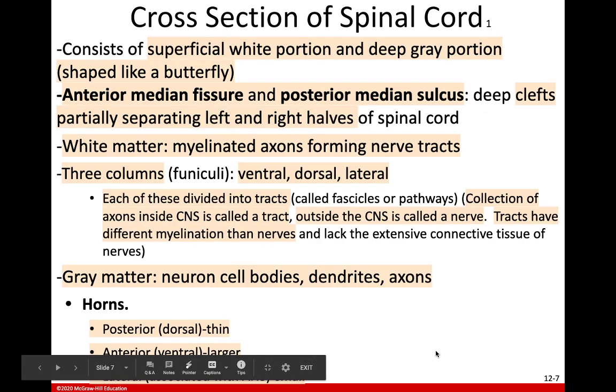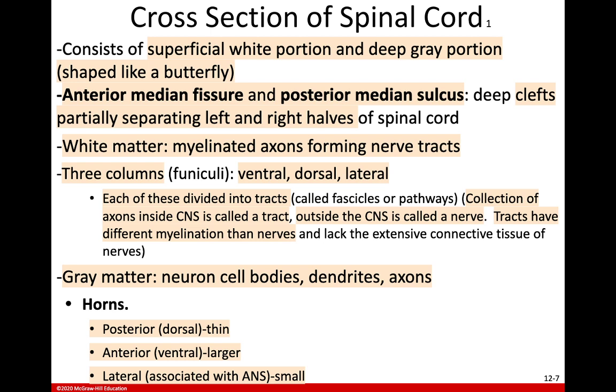Okay, moving on. Now we want to look at the actual spinal cord. We want to look at a cross section of the spinal cord. I do have one of these. If we get to return to school, we can actually look at a model of it. But for right now, we're just going to have to look at diagrams again. Again, remember that the spinal cord has white matter on the outside with gray matter in the shape of a butterfly on the inside, and we'll look at that in a minute.